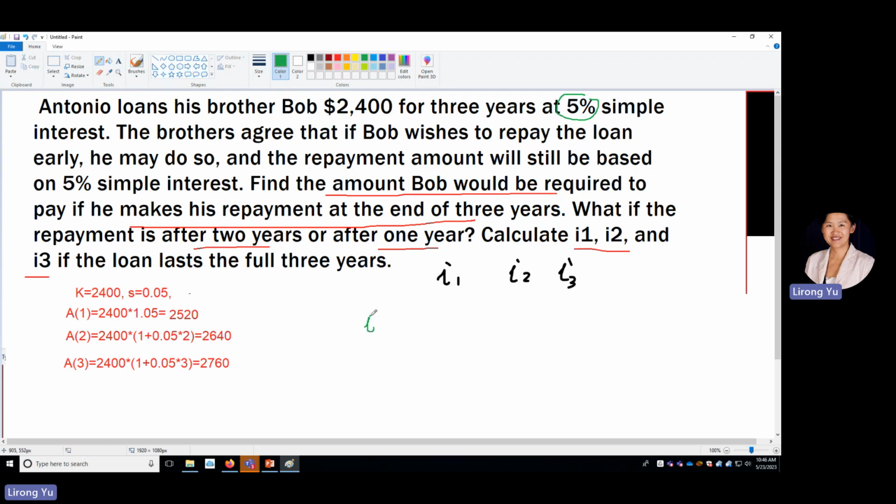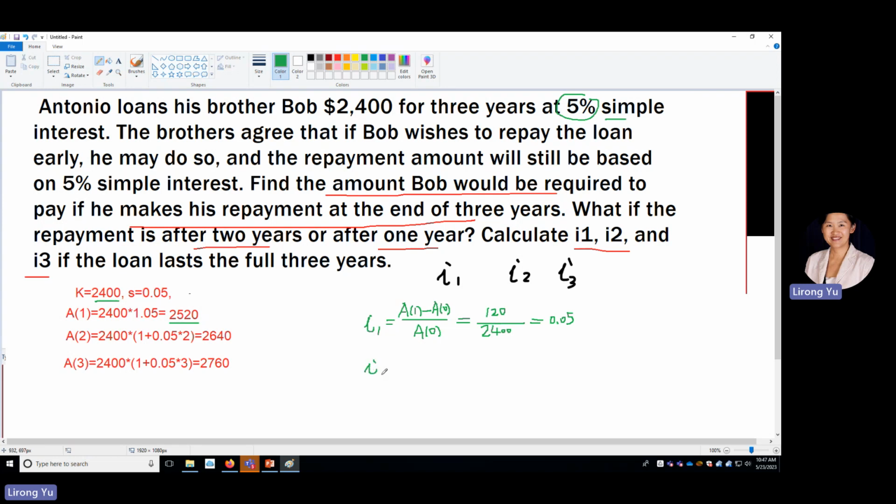For example, if we were to calculate I1, it's going to be A1 minus A0, the interest in the first year, divided by A0. Now A0 is 2400. Then the subtraction of the interest: 2520 minus 2400 is 120. So the result is going to be 5%, equal to the simple interest rate that we talked about.